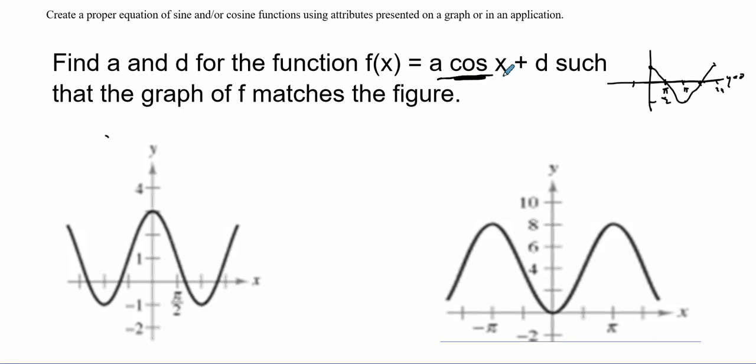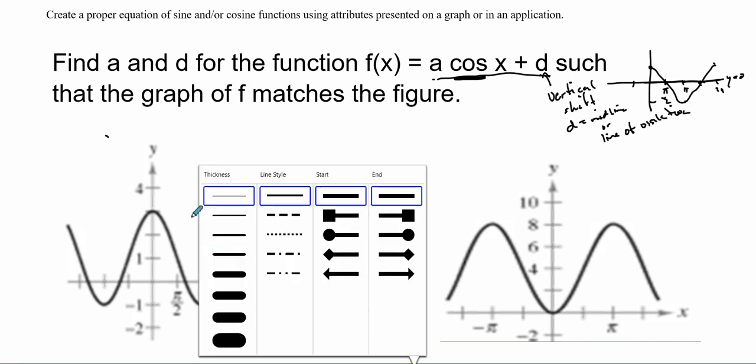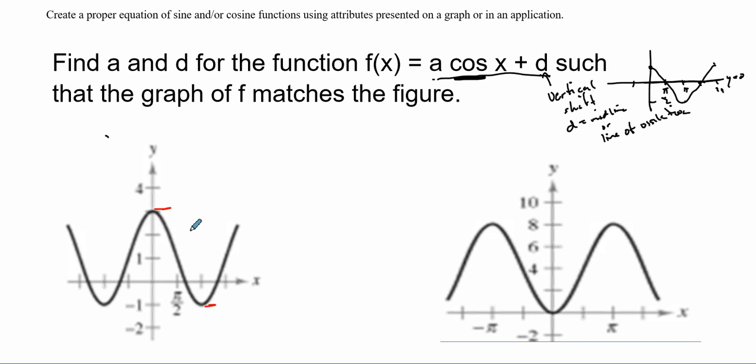In this particular equation, we're only asked to find A and D. D is basically the vertical shift, and that will help us determine our line of oscillation. So D equals the midline, or what we also call the line of oscillation. That's what makes it go up and down. If we look at these graphs, how do we determine this line of oscillation? We take the max and the min and find the middle of it, because that is what we refer to as the midline.